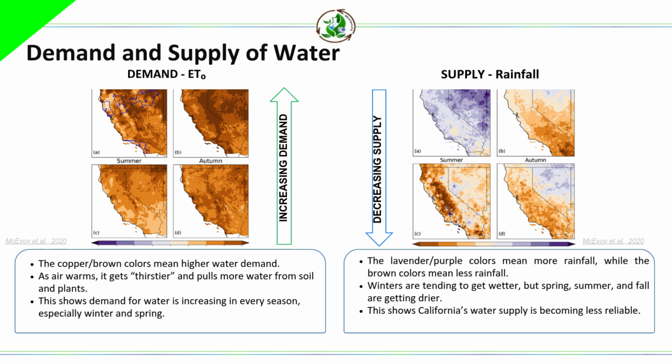On the demand side, we look at ET0, that's the reference evapotranspiration, or how much water the air would pull from a perfectly watered crop. The copper and brown colors show higher water demand. As the air warms, it gets thirstier and pulls more water from the soil and plants. Demand for water is increasing in every season, especially winter and spring. So overall, supply is going down while demand is going up. This creates a growing challenge for farmers and communities in California.